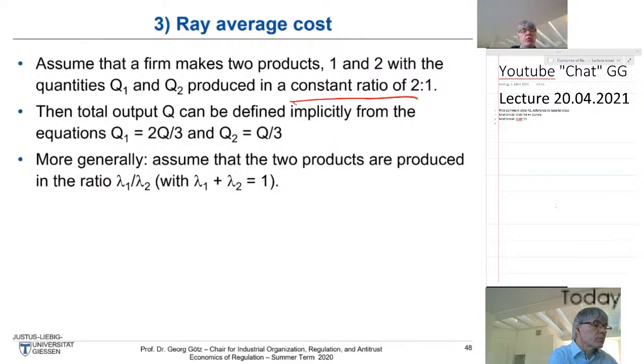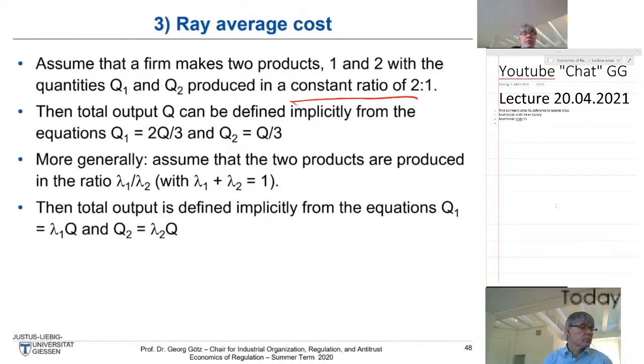More generally, you could just use some ratio lambda 1 and lambda 2, where lambda 1 plus lambda 2, the sum, is simply 1. So lambda 1 would be 2 thirds and lambda 2 would be 1 third. And of course, implicitly, the output is defined here. You know immediately, if you take lambda 1 of the Golf and you know the total number of cars, how many Golfs are produced.